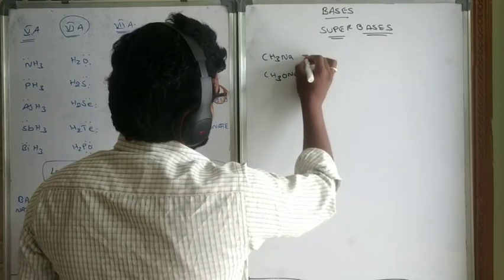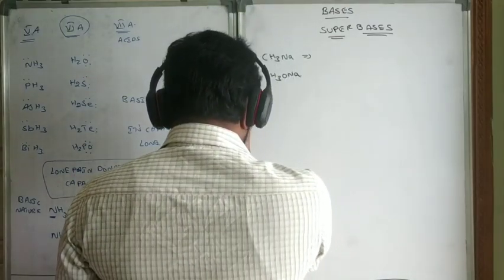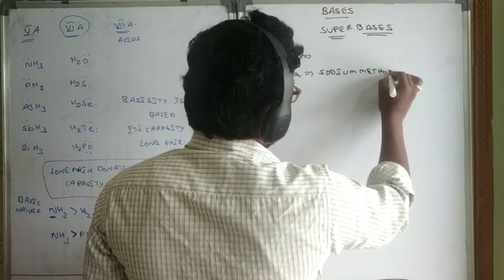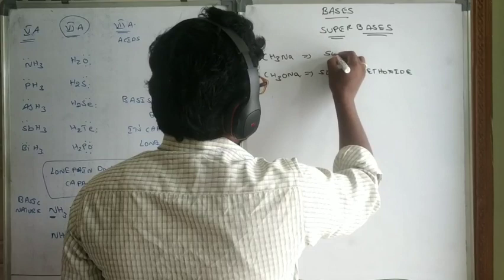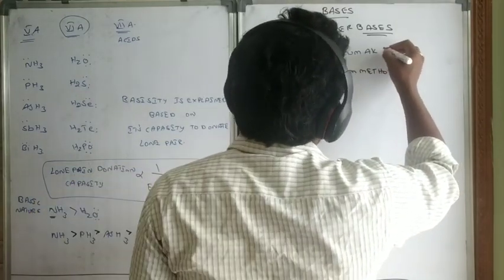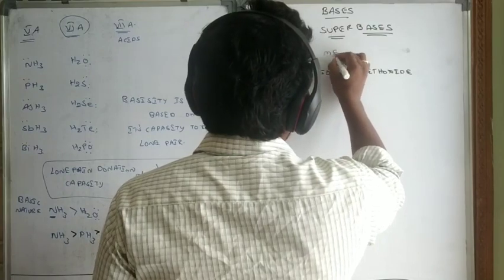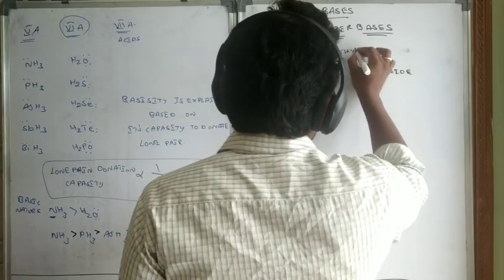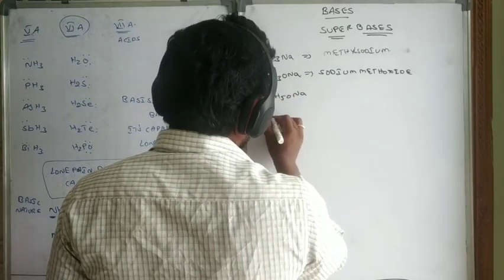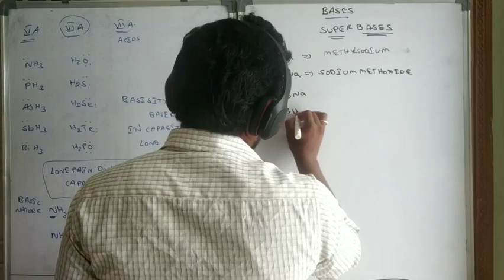The best examples for super bases are CH3Na, which is methyl sodium, CH3ONa, which is sodium methoxide, C2H5ONa, and NaSH.